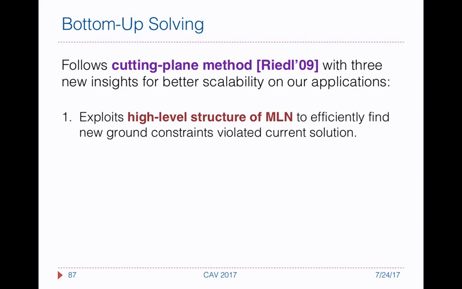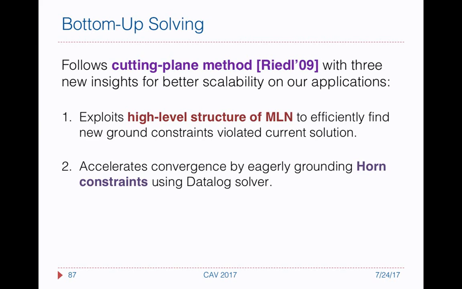So the first is, if you recall, we are not working at the propositional level of MaxSAT constraints. We are working at a higher level of Markov logic networks. And we are going to exploit this structure to efficiently find these new ground constraints. In particular, we are going to encode these MLN constraints as SQL queries, which can be executed very efficiently using a state-of-the-art relational database engine.